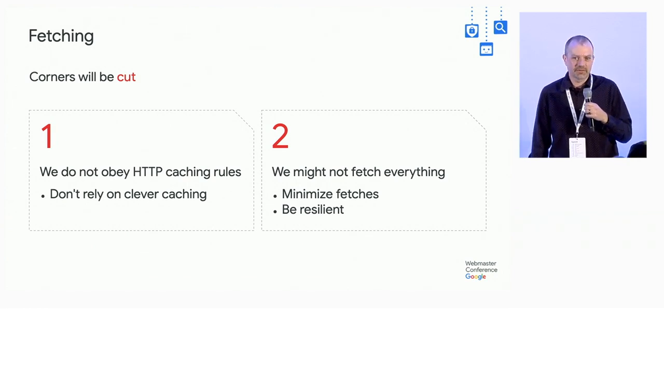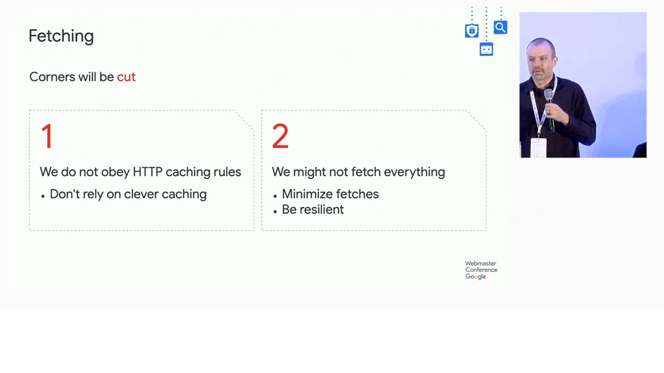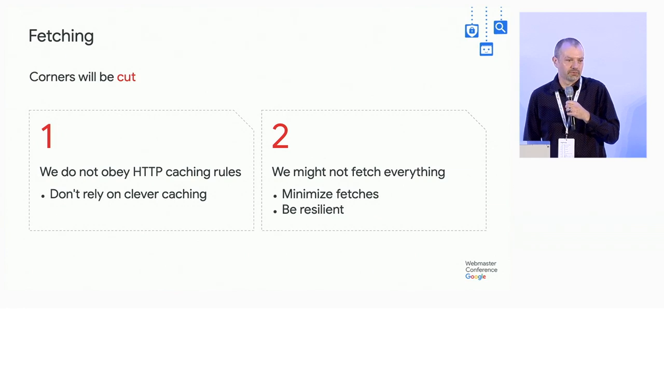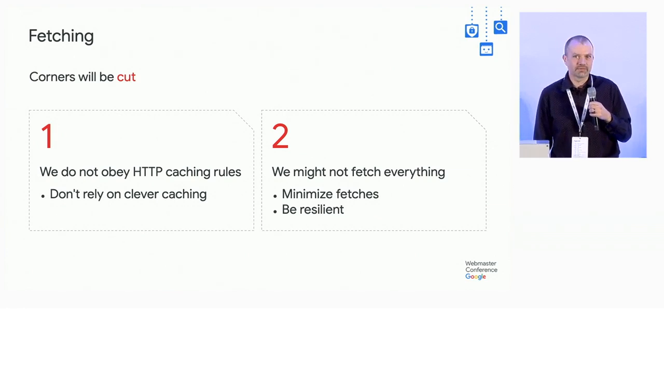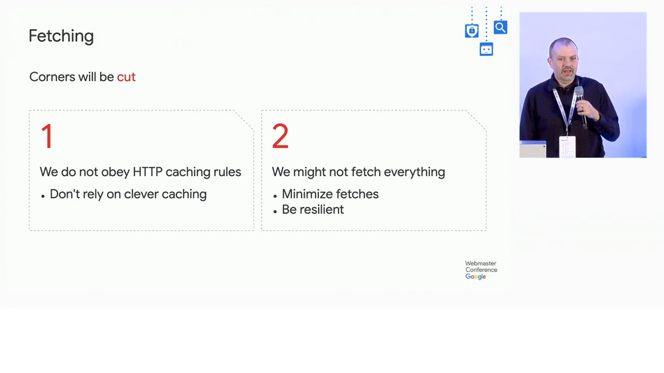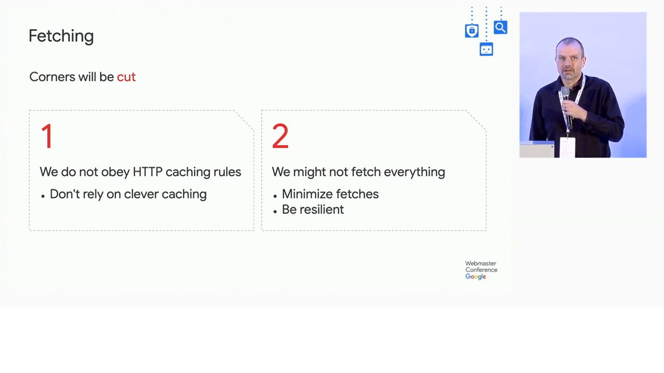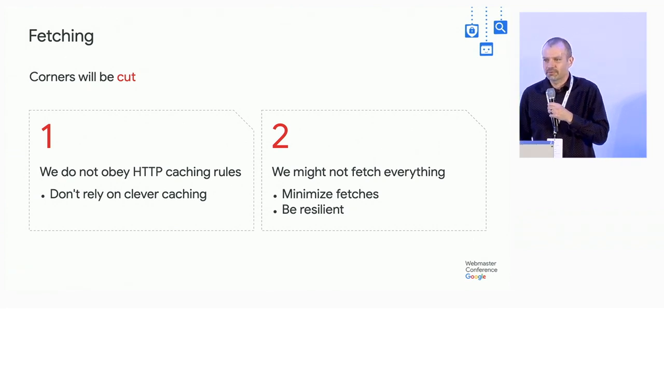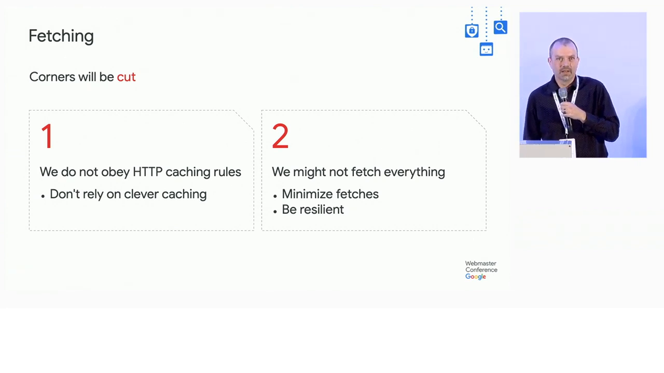Lots and lots of webmasters err on the side of marking their content not cacheable. And frankly, it's too many for us to really obey those rules. So we will overcache. We cache anything and everything for long periods of time. The best way to cope with this as a webmaster is really just to not rely on clever caching tricks. Try and make your content cacheable.